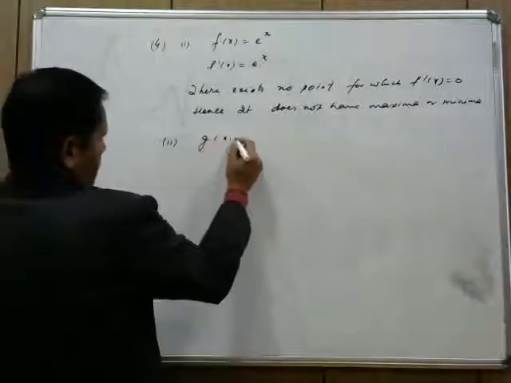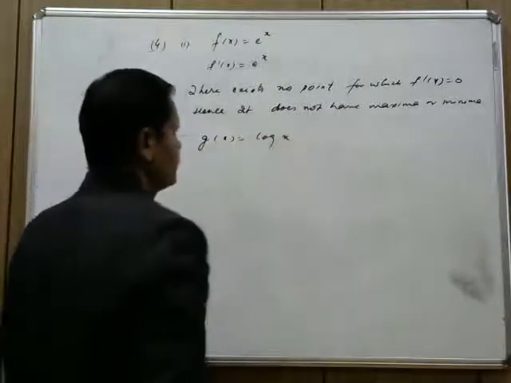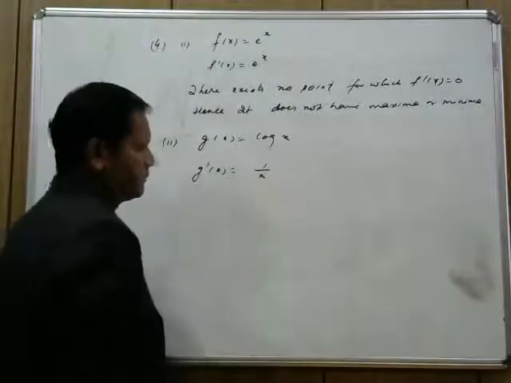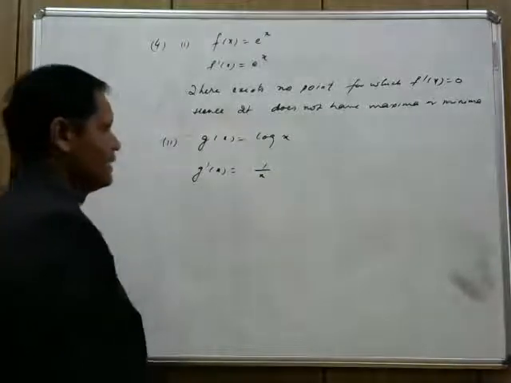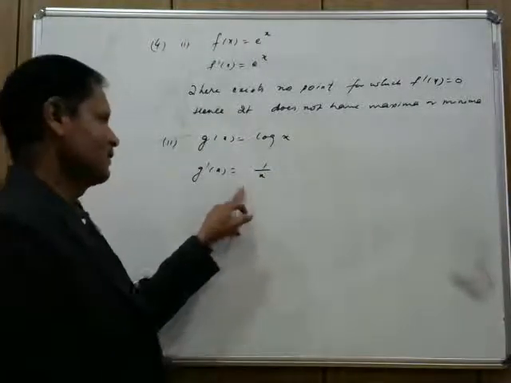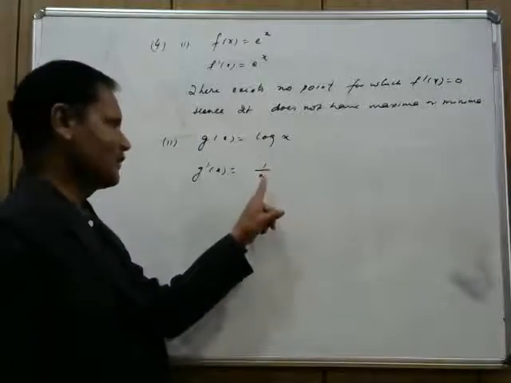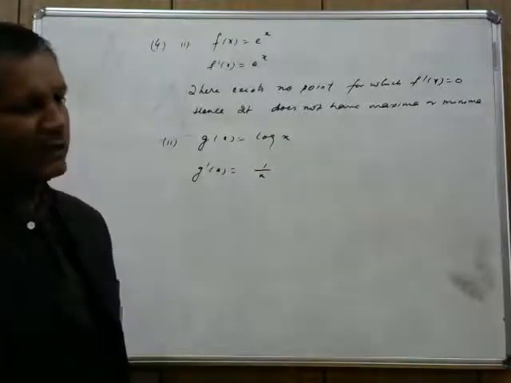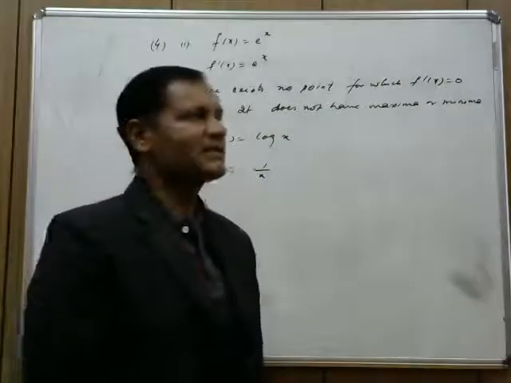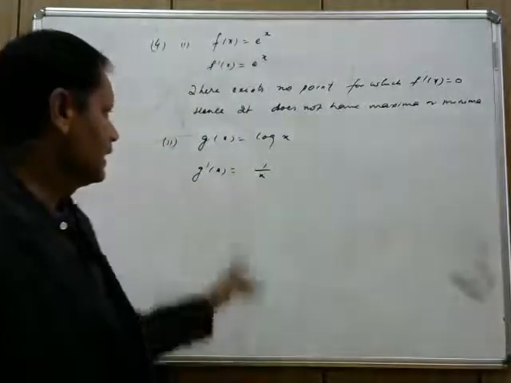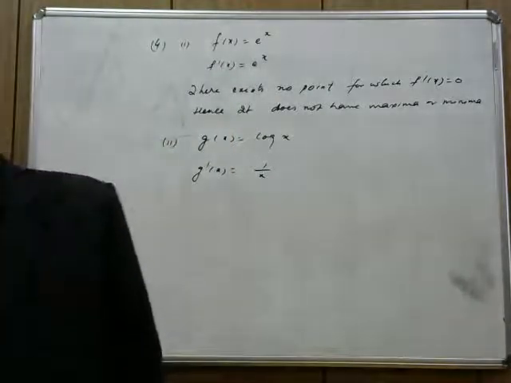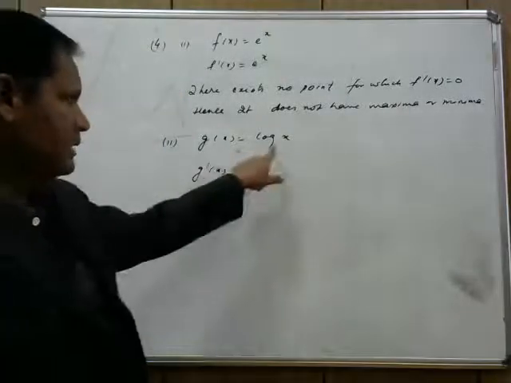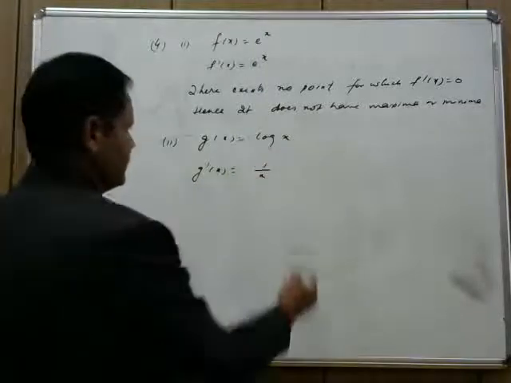g of x is equal to log x. Now, g dash of x is equal to 1 by x, and I cannot put x equal to 0 here. Why? Because log is not defined for a number which is negative, first thing. Here g dash of x equals 1 by x, because log x is defined for a positive number x.